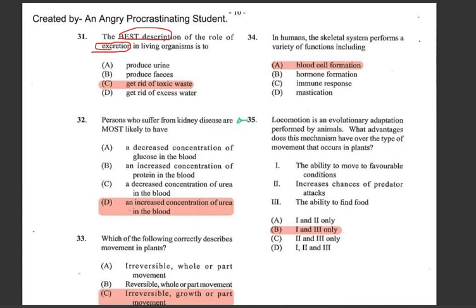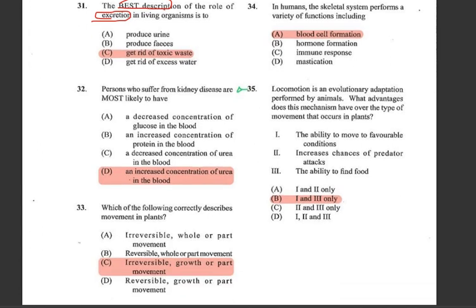Moving along, number 31 here. It says the best description of the role of excretion in living organisms is to. Once we mention excretion, it is any waste in the body that is released. So getting rid of any waste product in the body would normally be explained as excretion. They are asking about the best description, so the best description in this answer would be to get rid of any toxic waste. So the answer would be B.